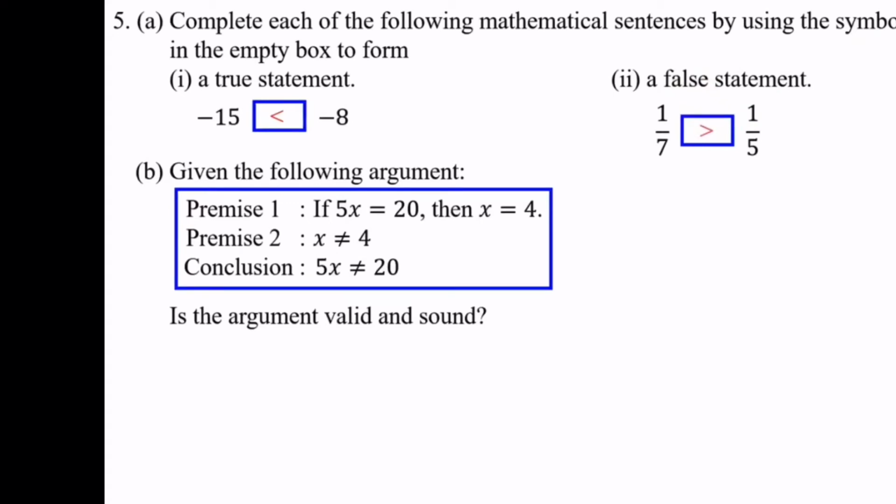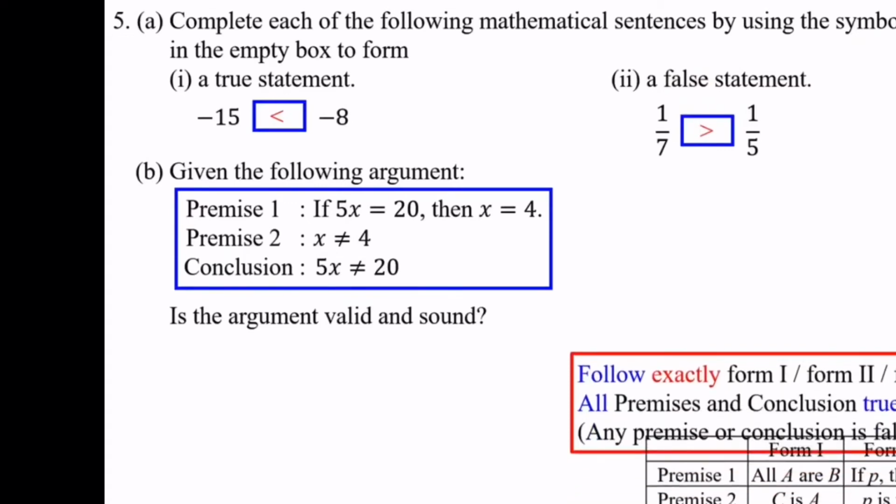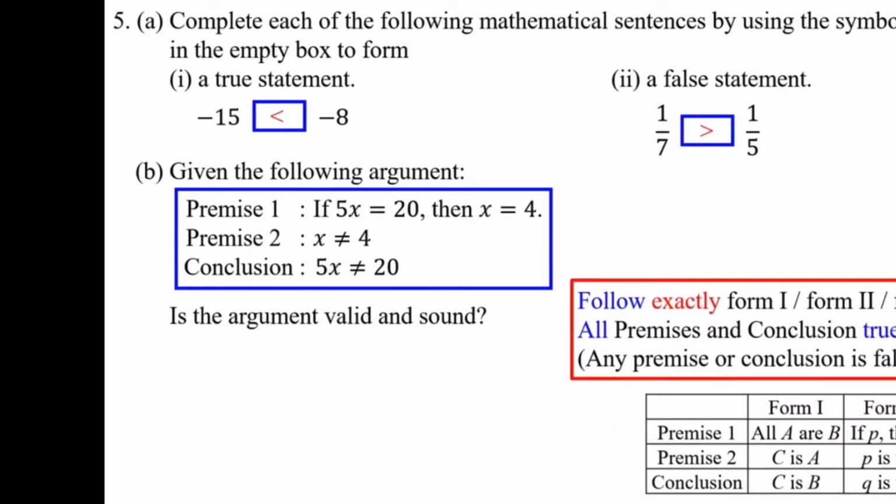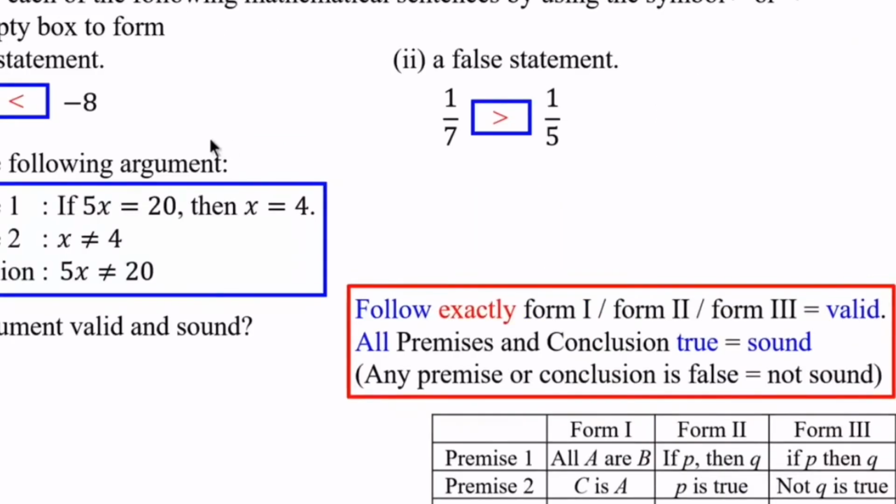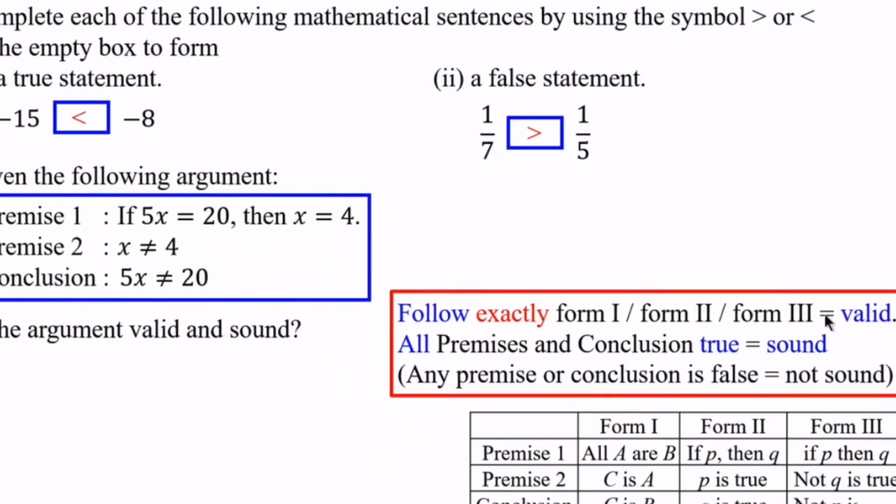For B, given the following arguments, premise 1, if 5x equal to 20, then x equal to 4. Premise 2, x not equal to 4. Conclusion, 5x not equal to 20. So let's study this one. Is the argument valid and sound? So in order to determine the argument valid and sound, you have to follow exactly form 1 and form 2 and form 3. So if it is followed exactly, we actually say that it is valid.